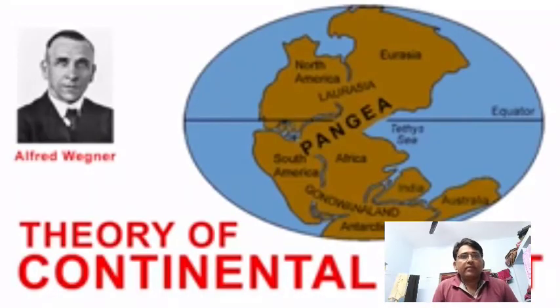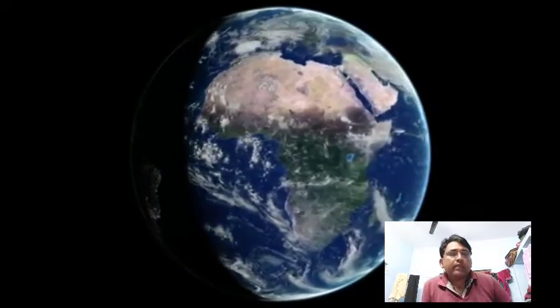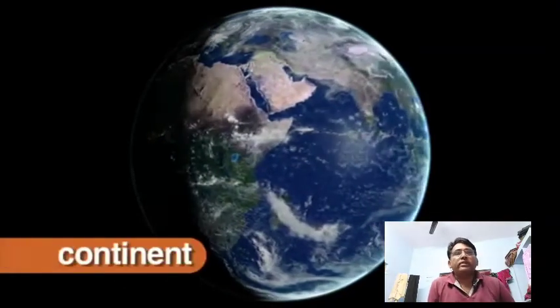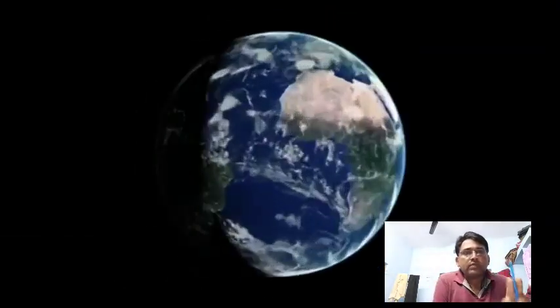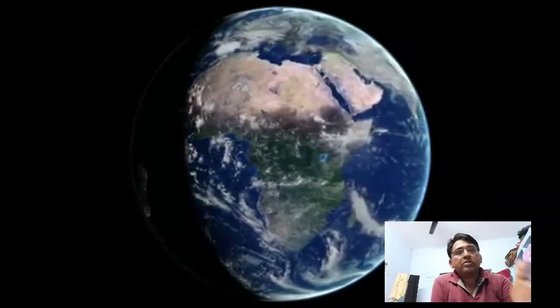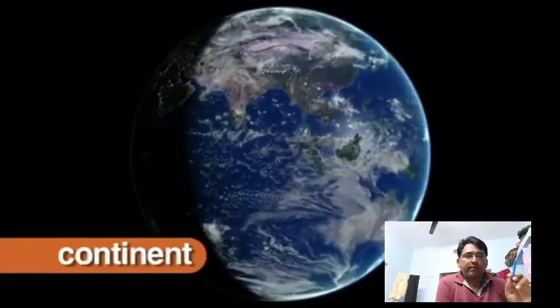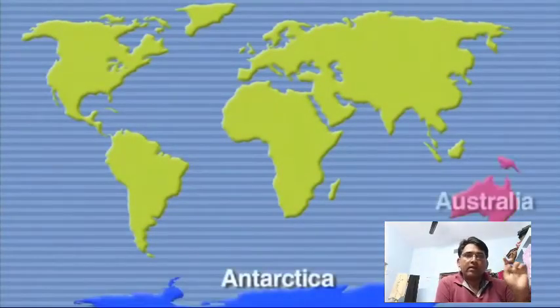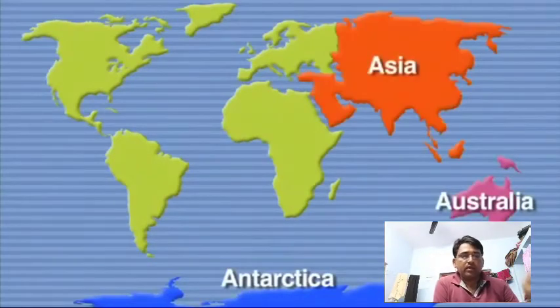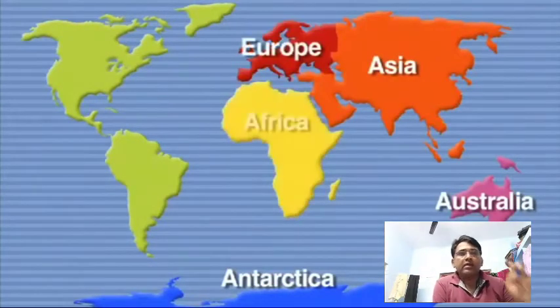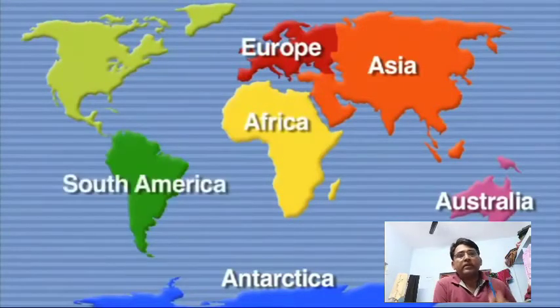Continental drift theory. Continental drift theory was proposed by Alfred Wegener. What is continental drift theory? Today, the Earth is made up of 7 continents. A continent is a large land mass on the Earth. On a map, we easily identify the continents: Antarctica, Australia, Asia, Europe, Africa, South America and North America.